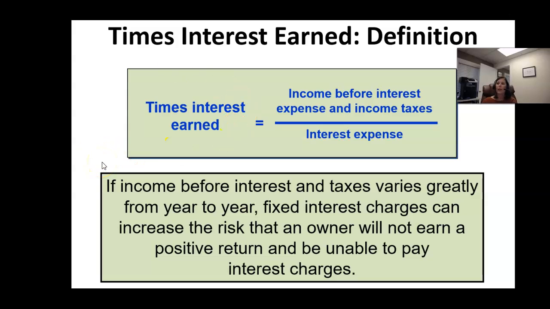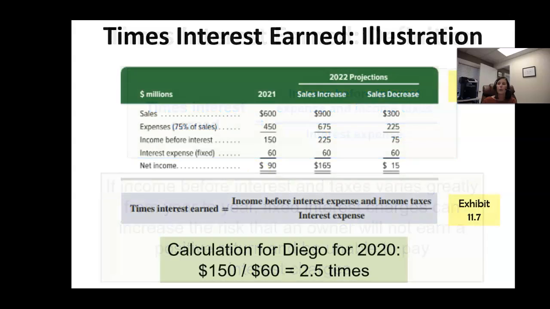And this is certainly going to vary from year to year because our income's going to vary, and so will our interest obligations. So this will help our lenders understand what our position is in terms of the risk that they're going to assume for us. In this example, we've got $150 in net income over $60 of interest expense. And I should say net income before interest and taxes.